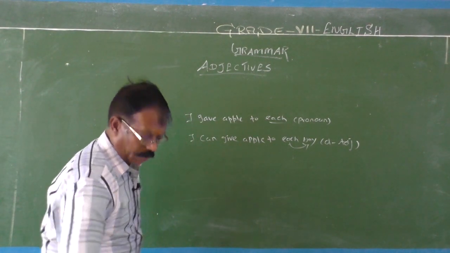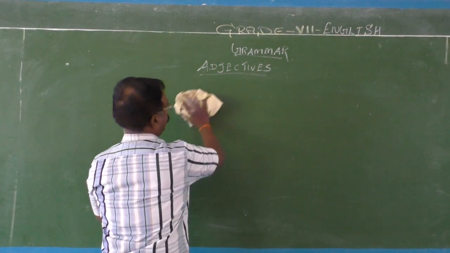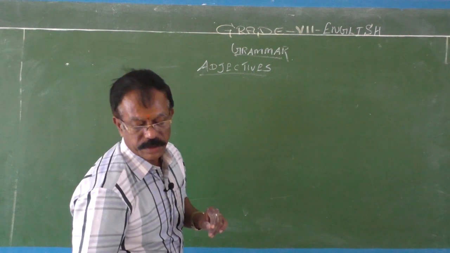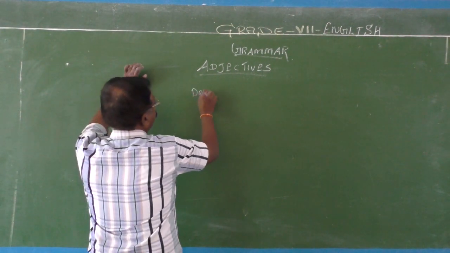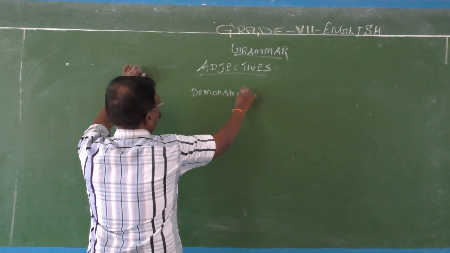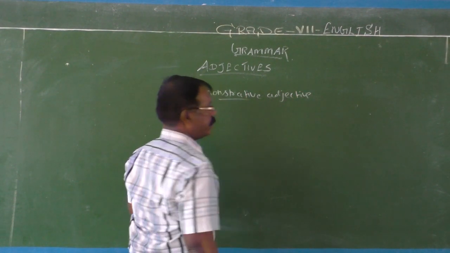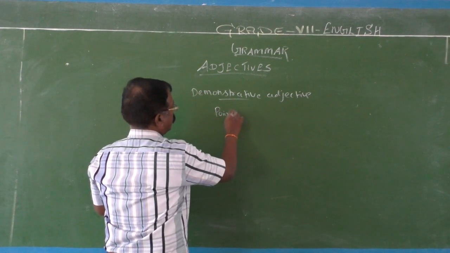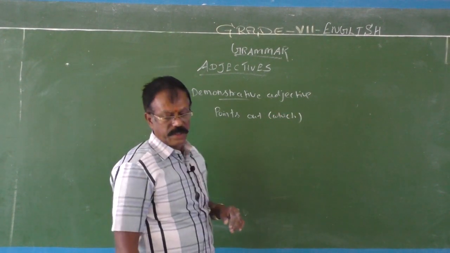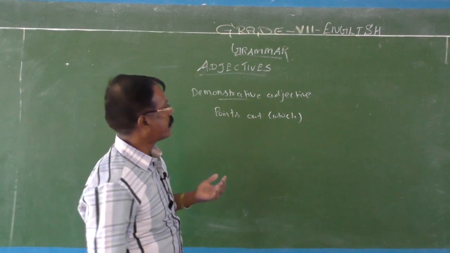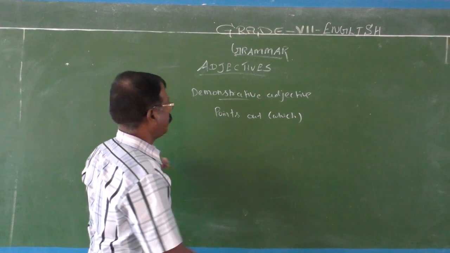demonstrative adjectives. What do you mean by demonstrative adjectives? How many types of demonstrative adjectives are there in English? You know demonstration. What do you mean by demonstration? Point out. Demonstrative adjectives just point out which. They answer the question which. Demonstrative adjectives indicate or point out which person or thing is meant.